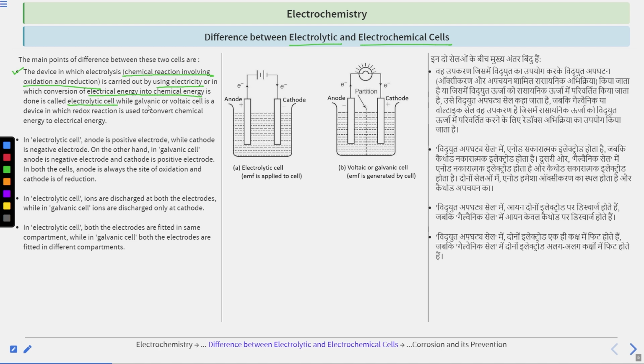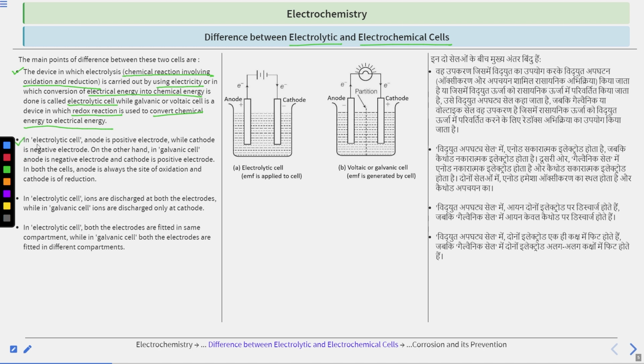While a galvanic or voltaic cell is a device in which a redox reaction is used to convert chemical energy to electrical energy. So opposite processes are happening in these two cells. In the electrolytic cell, electrical energy is converted into chemical energy, and in the galvanic or voltaic cell, chemical energy is converted into electrical energy.